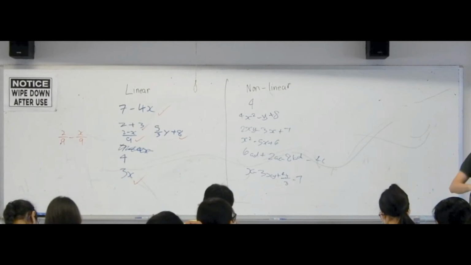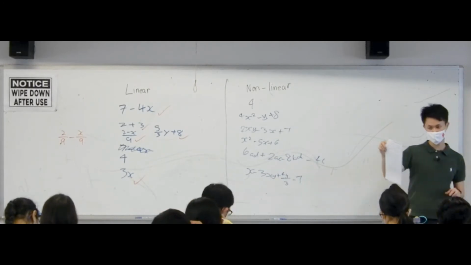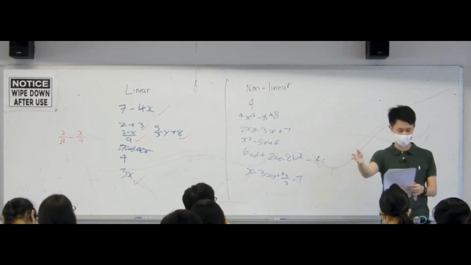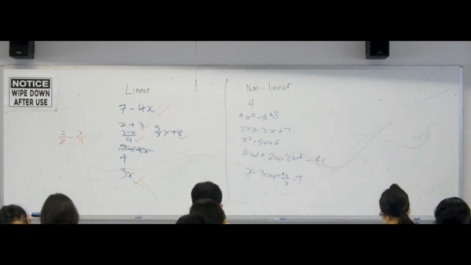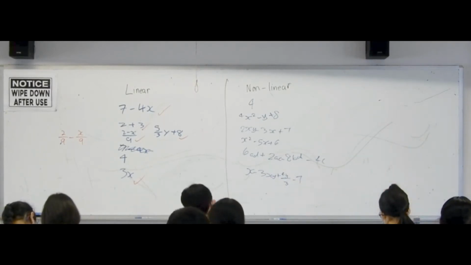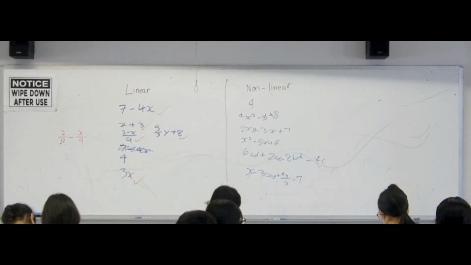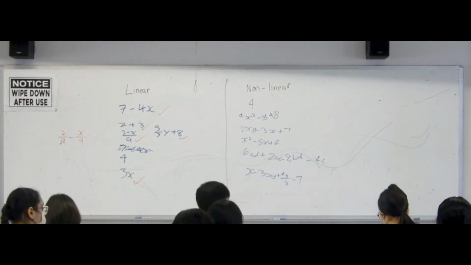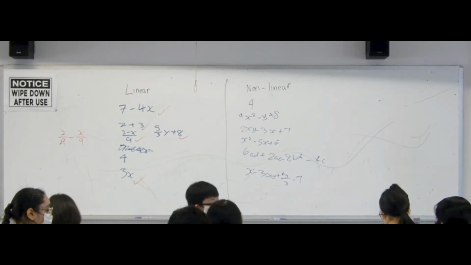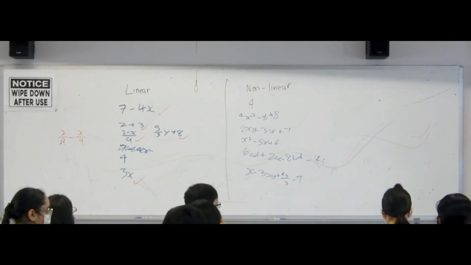Don't know? Okay, don't worry, don't stress. May, what do you think? Based on the definition, a linear expression in one variable x is an algebraic expression that contains only one term in x, with or without a constant term. So is 4 a linear or non-linear expression? Just say what you think. Linear? Okay.